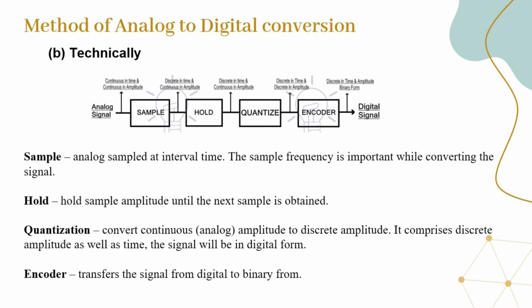For the second block, the hold sample amplitude until the next sample is obtained. The third block is quantization, where it converts continuous analog amplitude to discrete amplitude. It comprises discrete amplitude as well as time. The signal will be in digital form. And the last block is encoder, where it transfers the signal from digital to binary form.